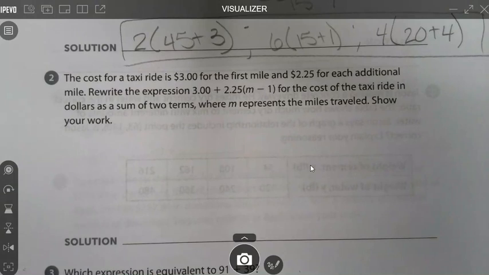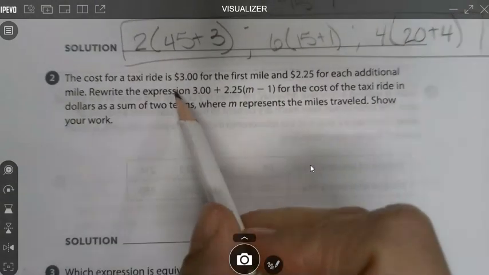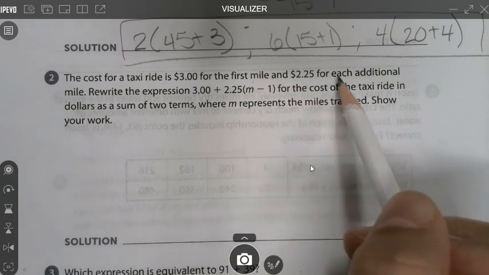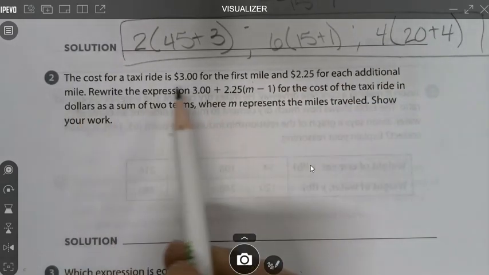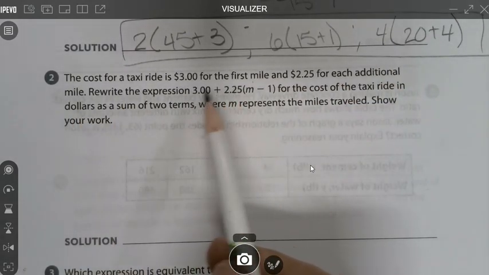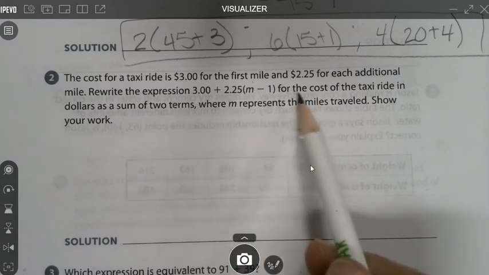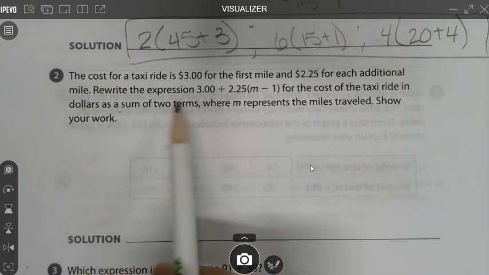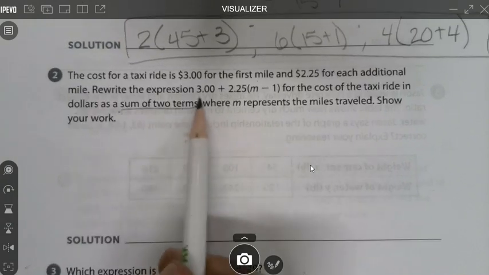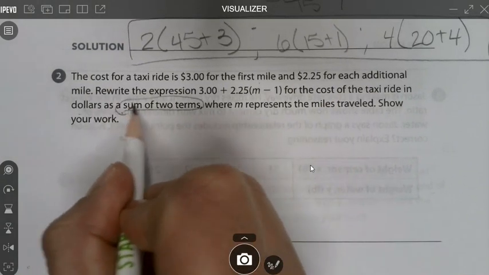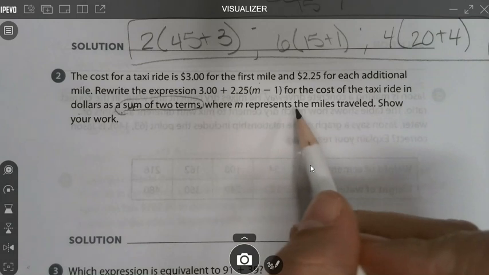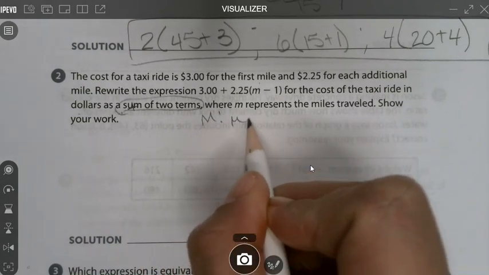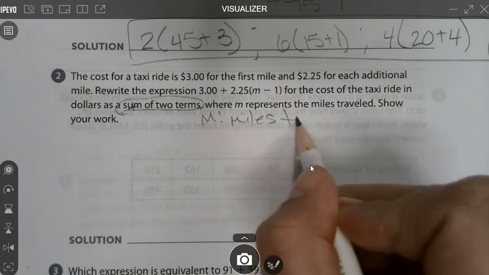The cost of a taxi ride is $3 for the first mile and $2.25 for each additional mile. Write the expression. So it gives you the formula for the cost of the taxi ride in dollars as the sum of 2 terms. The sum of 2 terms. So you want to add 2 terms where M represents the miles traveled. M is the miles traveled.